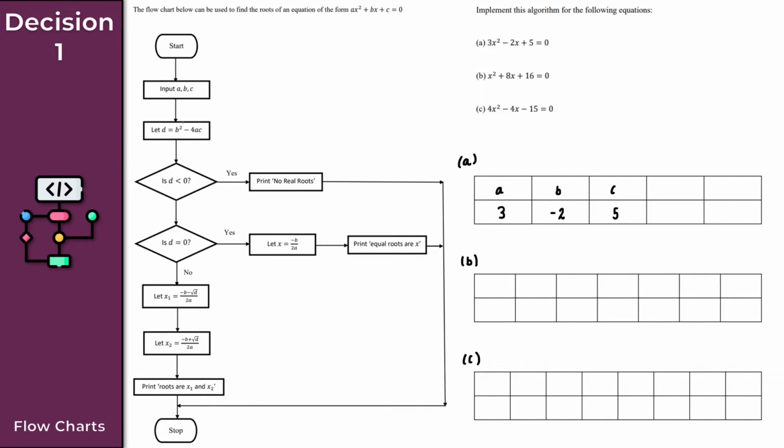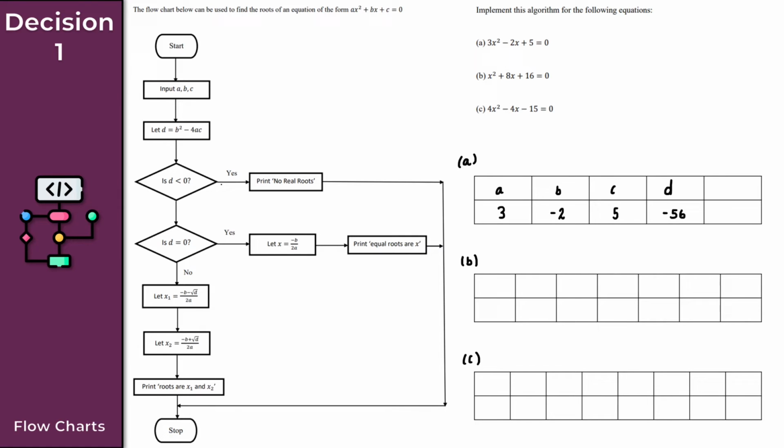We now just go down, following the arrows as we go, right? We need to go in order. We just continue down. For the next step, we let D be equal to B squared minus 4AC. So B squared is 4, minus 4 times 3 times 5. That's minus 60. So 4 minus 60 gives us minus 56. Perfect. We then continue down.